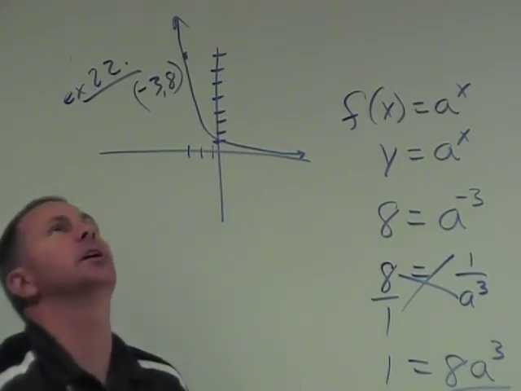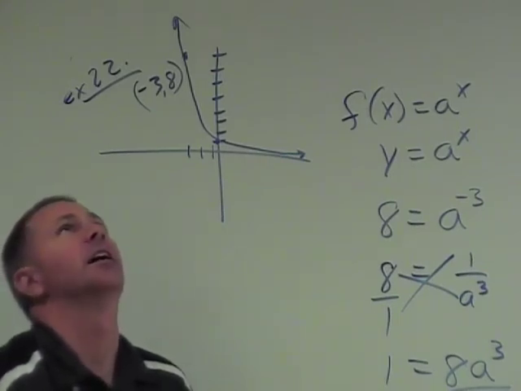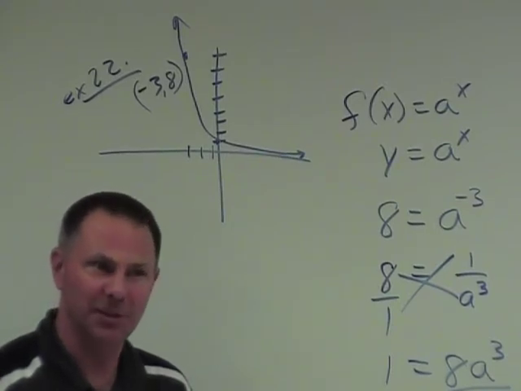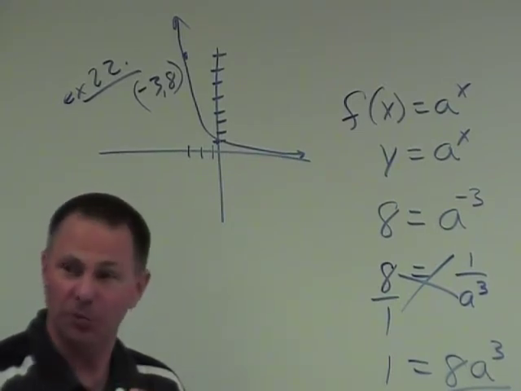How do you get rid of a square? Yeah, so we need a square root. So you're going to take the cube root.